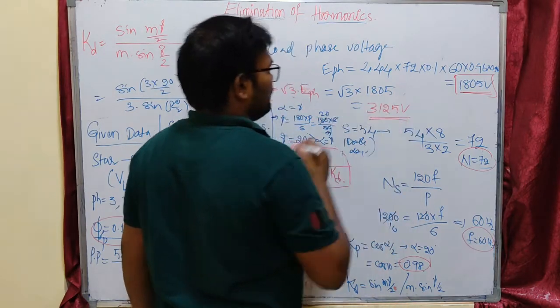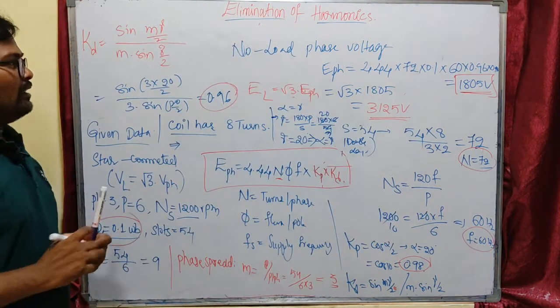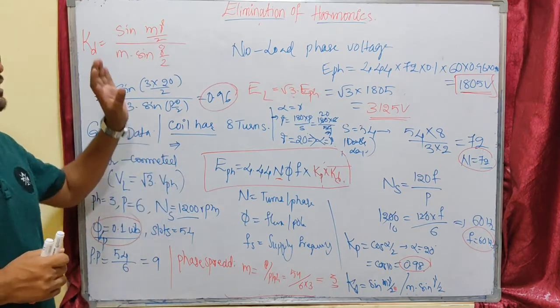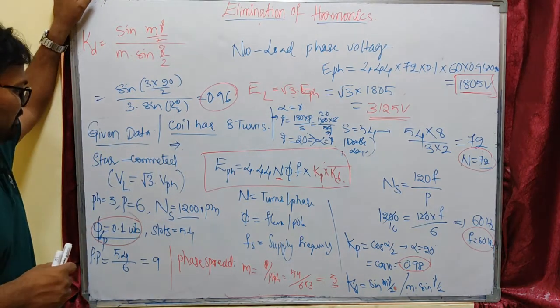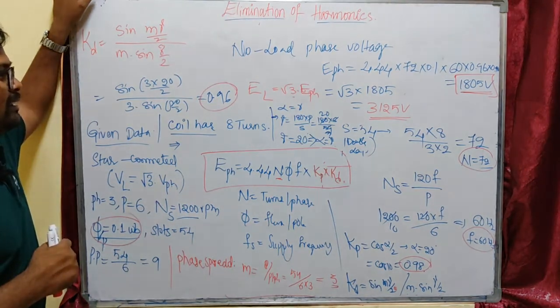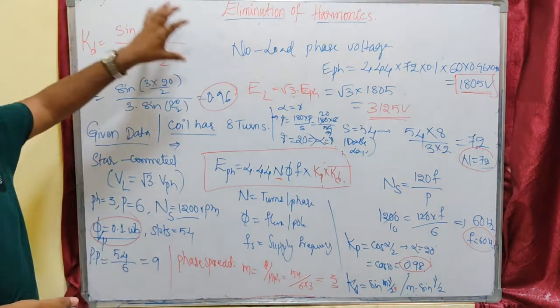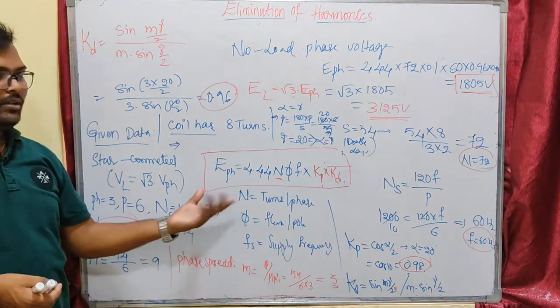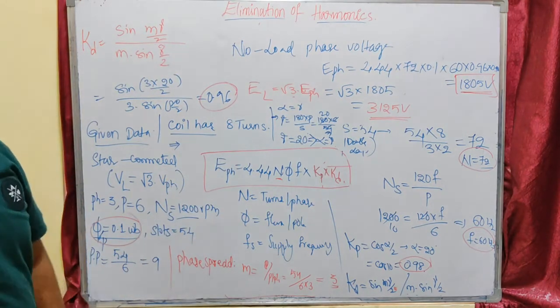So this is about Kp, Kd, double layer, single layer, flux distribution, number of slots, full pitch, short pitch, and pole pitch. I hope you have understood each and every concept here. If you have any doubt, you can contact me. You have my mobile number placed in the LMS.